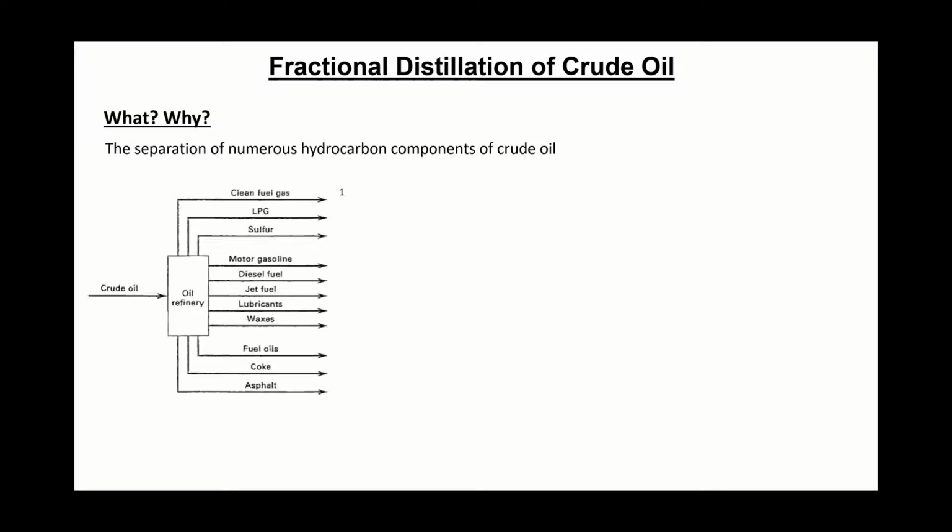So, what is the fractional distillation of crude oil, and why do we use it? Well, essentially we use it to separate out the vast number of hydrocarbon components in crude oil. And what we normally do is that we put the crude oil through the oil refinery. Now here typically the oil is put then into a fractionating column, and the components of the crude oil, like jet fuel, gasoline and diesel fuel, can all be separated out.